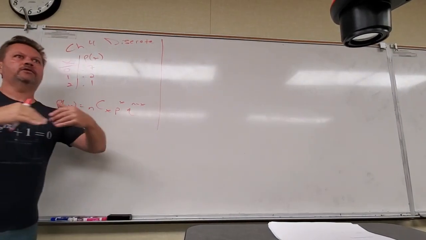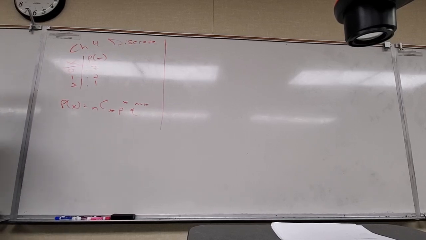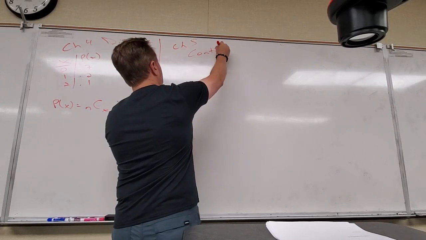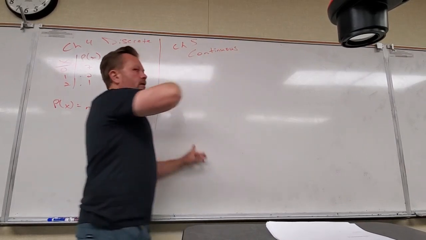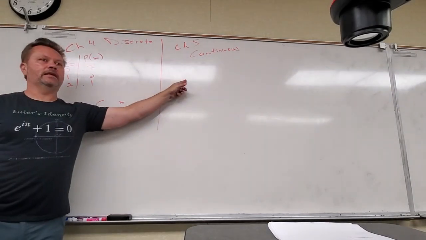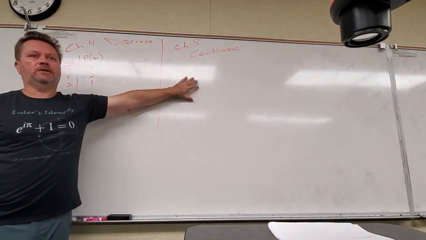All right. Then we made the transition into chapter 5 and 6. Chapter 5 was sort of like a little baby step. Chapter 5 was our first taste of continuous. And it should kind of make sense. If this is dealing in 0, 1, 2, and this is dealing in anything is possible, then we should expect this to be a little harder.